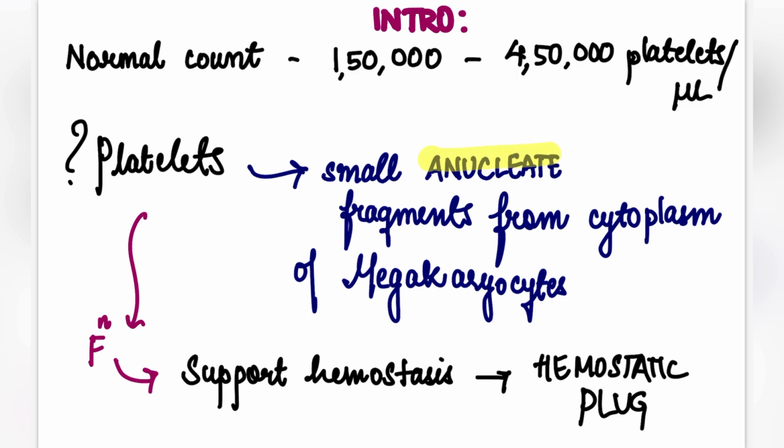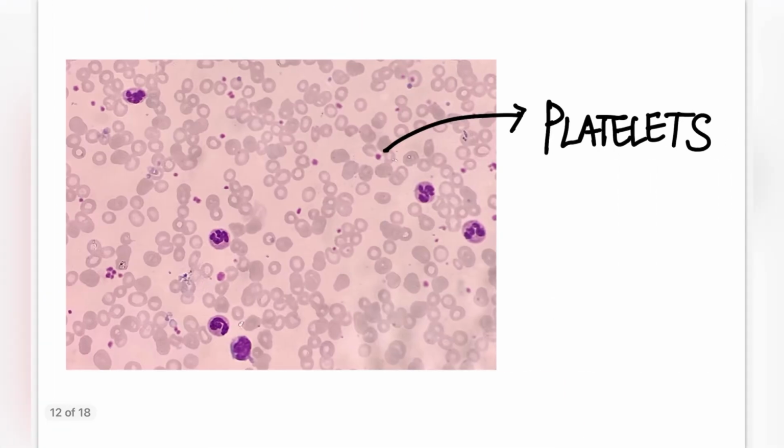So what are platelets and how are they formed? They are small anucleate fragments, so that is one thing that we have to remember. They are anucleate fragments from the cytoplasm of a megakaryocyte. A megakaryocyte is a precursor of a platelet, and the cytoplasm fragments of these are what platelets are made of. So what is their function? As we all know, the function is support in hemostasis by forming a hemostatic plug. We will not go deep into the function of platelets, because here we'll focus more on the morphology, how to identify platelets, and the conditions where they increase and decrease.